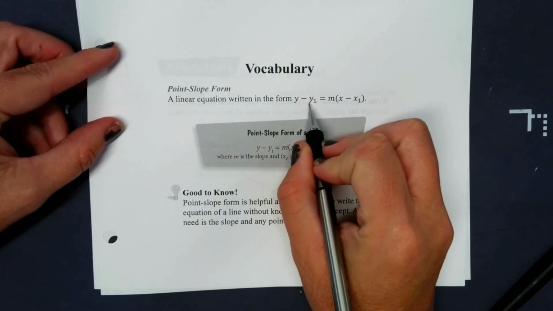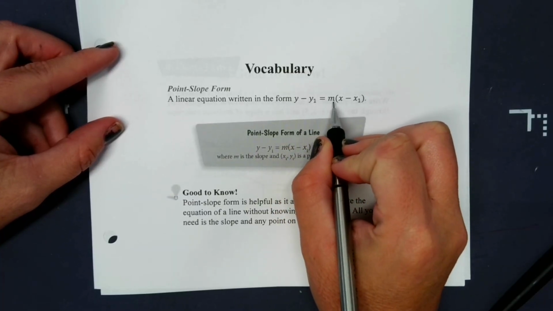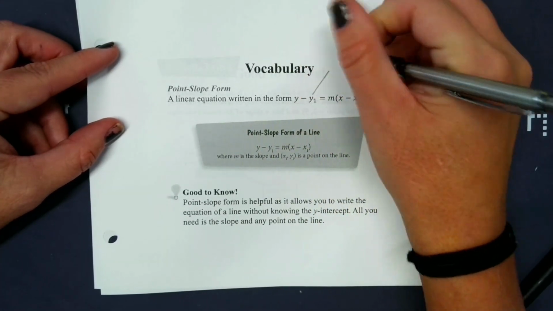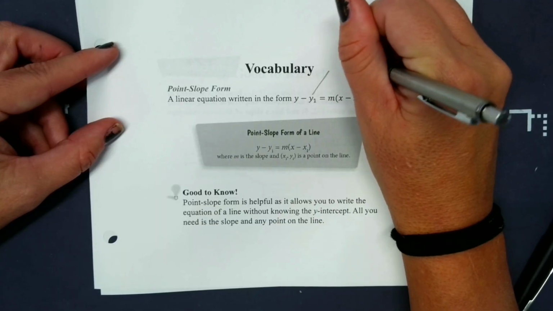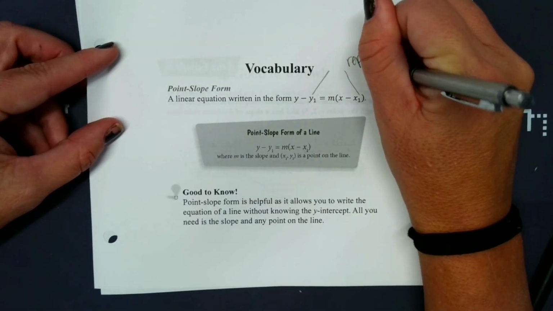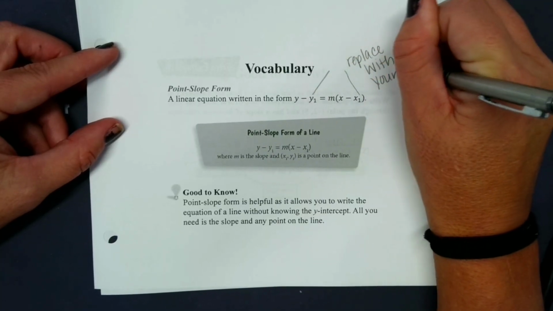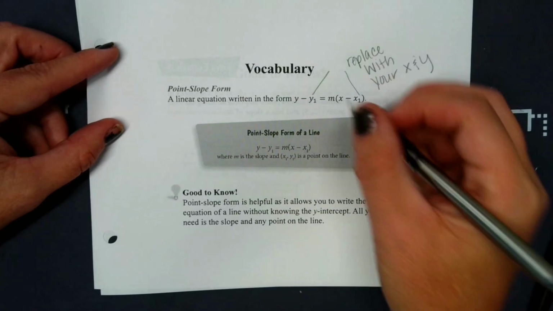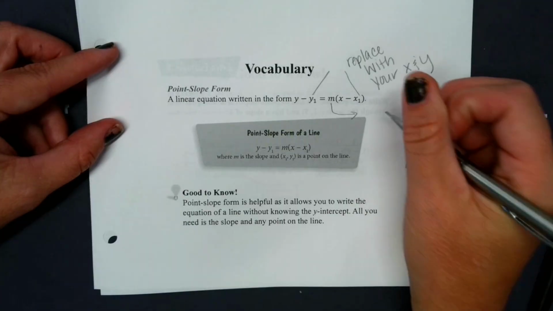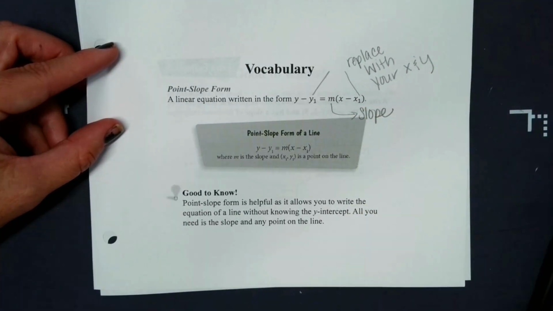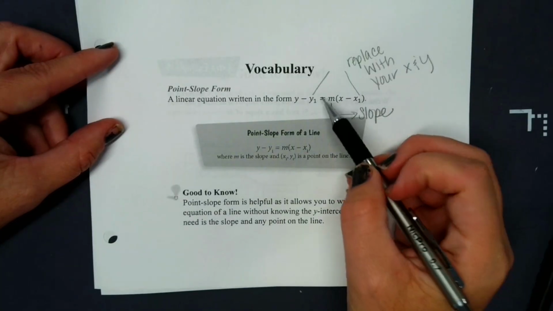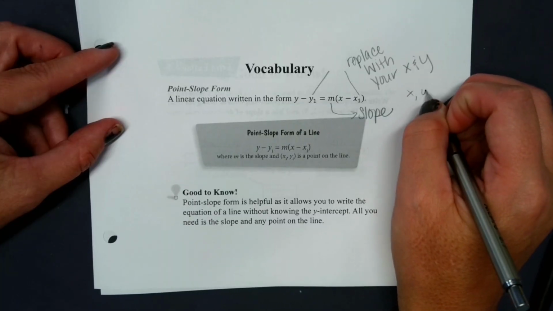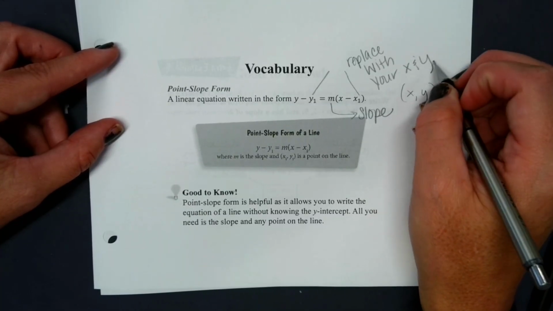Okay, y minus y1 equals m(x minus x1). This y and this x are going to be replaced with your x and y. Isn't that fun? Okay. Your m, what's m stand for? Slope. So your y1 and x1, those are your coordinate points. When you have your x, y coordinate points, that's what your y1 and x1 are.